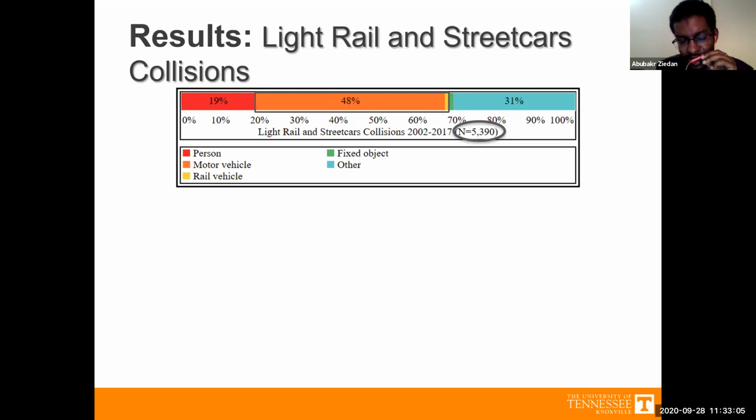Another thing we can notice here, there is about 31% collisions with others, which include buses, animals, and other things that we were not able to explore because there was not enough detail in the database that we used to explore them. But this is one of the things that we think future studies should explore more.